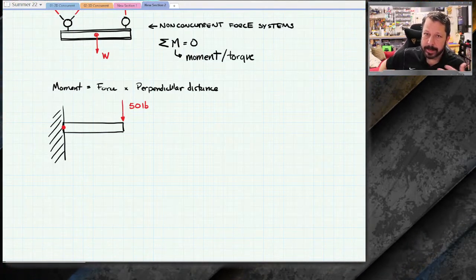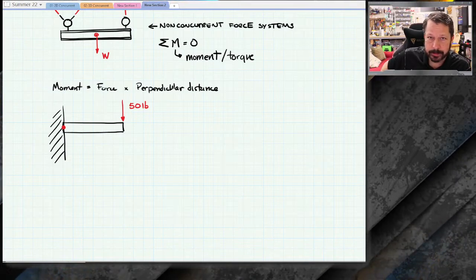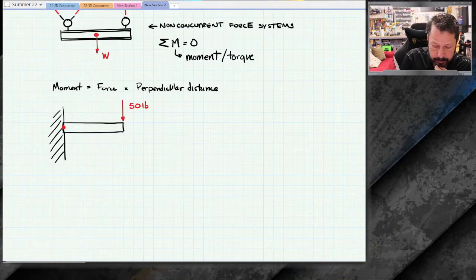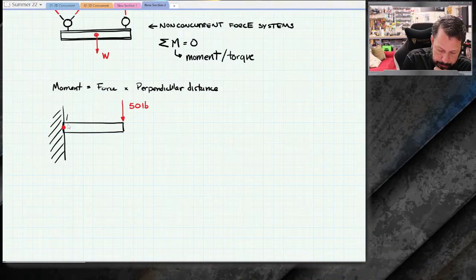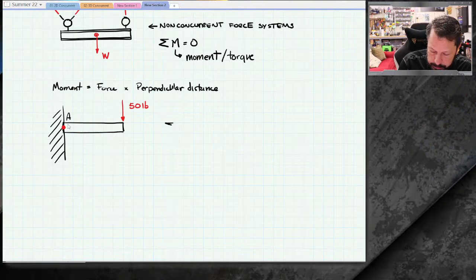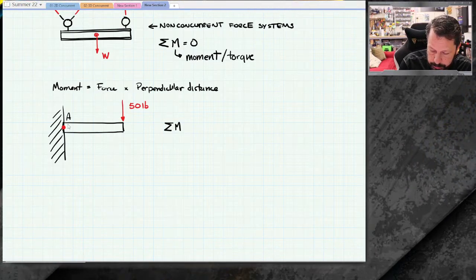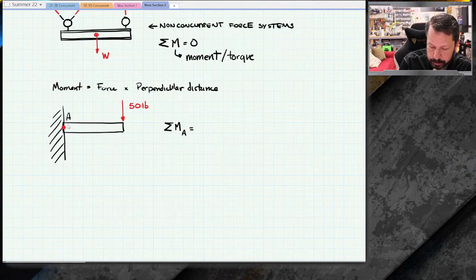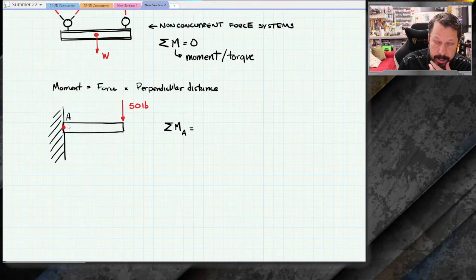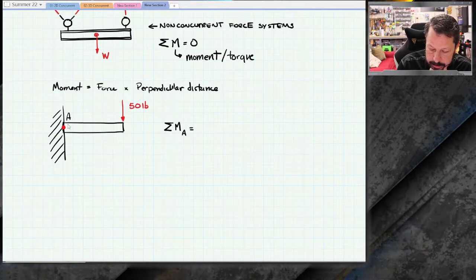For now, I'll have to lead you on which ones make the most sense. But how I would write this equation, let's call this point A: the summation of moments about point A equals, and I don't know what it equals, it equals the moment at A. We'll have to calculate that.